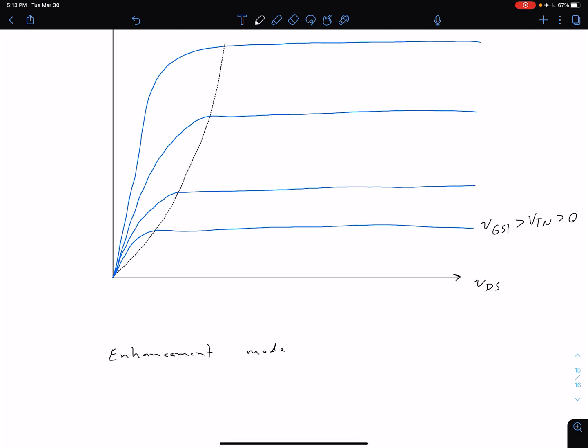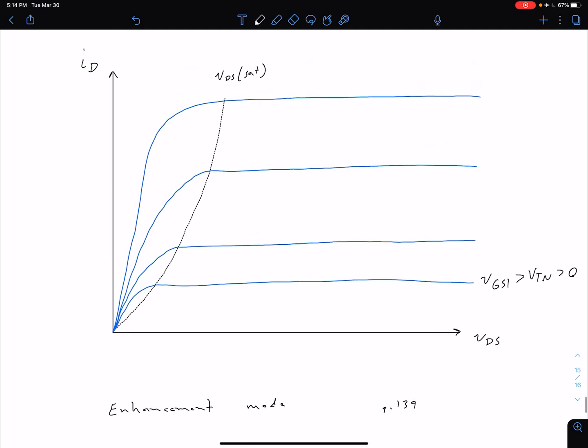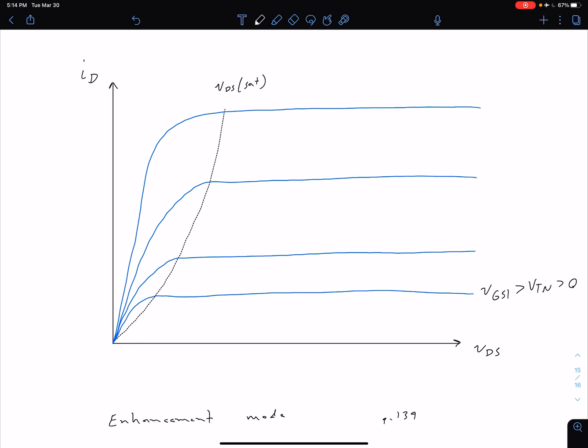If you want to see a figure for depletion mode with our different gate voltage values, so that would be our threshold less than 0, you can look on page 139 in the text, and there's a figure that shows that as well. So what we're saying is we can increase our gate voltage, so maybe this is some gate voltage VGS2, which is greater than our VGS1, and then this is going to be VGS3, which is greater than our VGS2. And then up here we have our VGS4, which is greater than our VGS3.